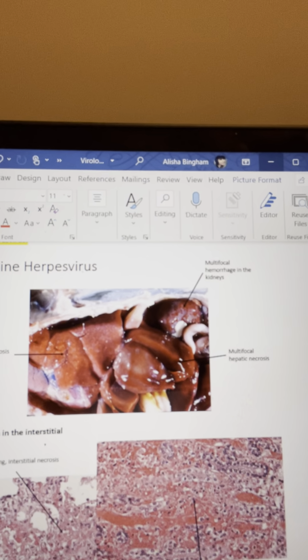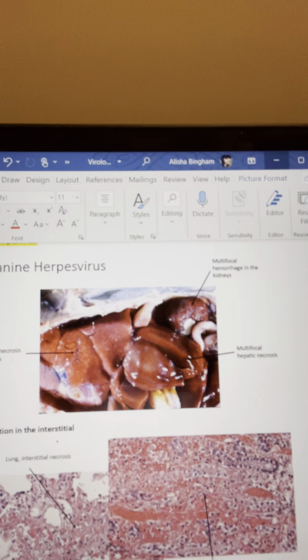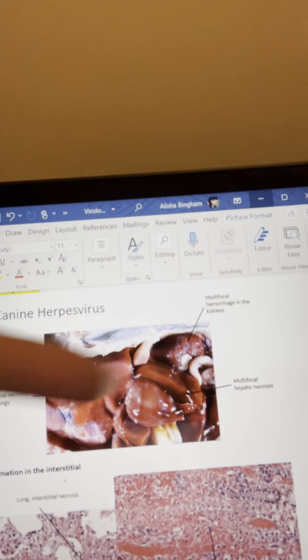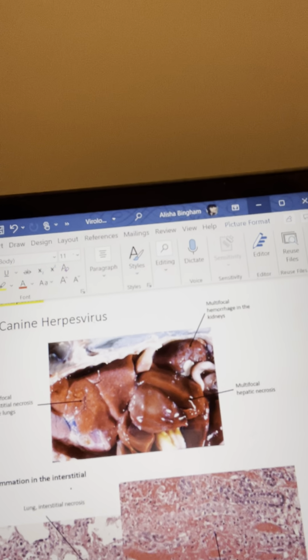This is what this would look like in puppies. So here we have a multifocal interstitial necrosis in the lungs. We also have a multifocal hemorrhage in the kidneys here, and then we have a multifocal hepatic necrosis.